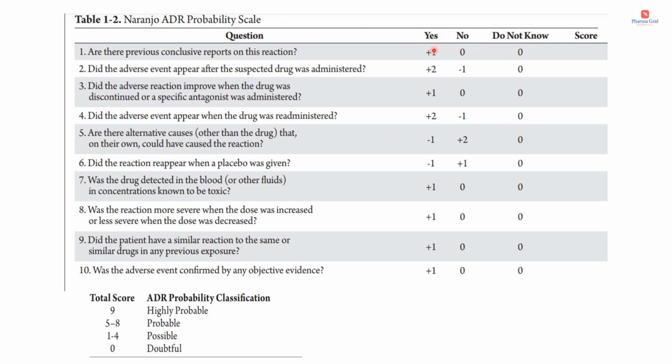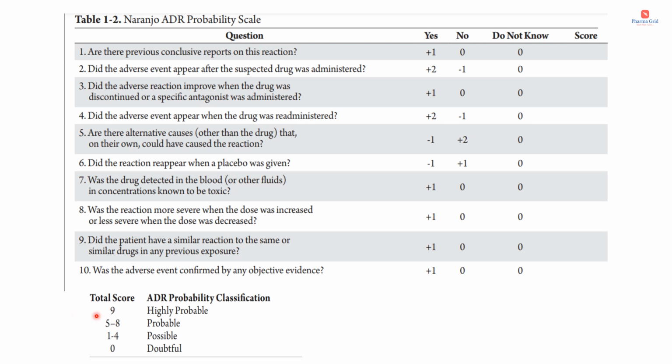For each question, if the answer is yes, for the first question, you need to give plus 1 mark, and if it is no, 0. For the second question, for example, did the adverse event appear after the suspected drug was administered, if the answer is yes you need to score plus 2. If the answer is no, you need to give the point as minus 1. Likewise, if a suspected reaction occurs, you need to answer all these questions and score accordingly. And at last, you need to find out the total score.